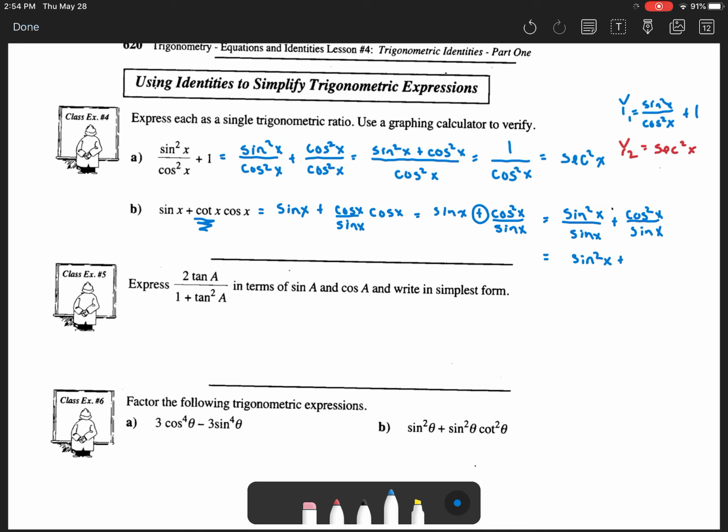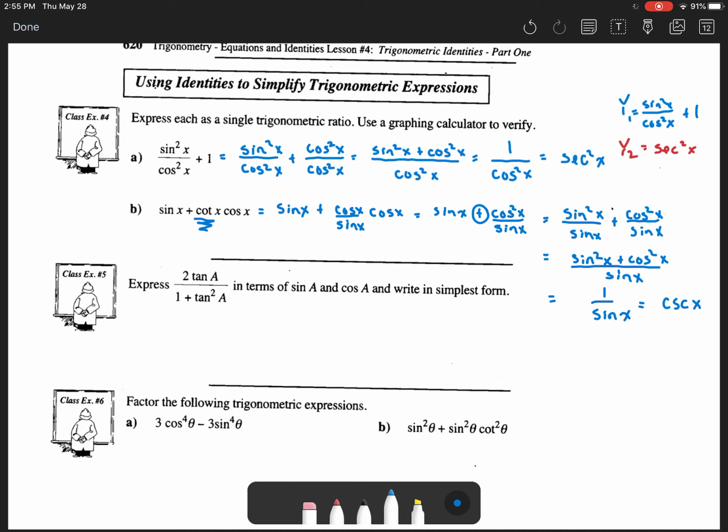The two expressions now have the same denominator, so I'm able to combine the expressions in the numerator together. Sine squared of x plus cos squared of x all over sine of x. And again, sine squared of x plus cos squared of x is 1. So this is 1 over sine of x. And 1 over sine of x is equivalent to cosecant of x. And there is your single trig ratio.